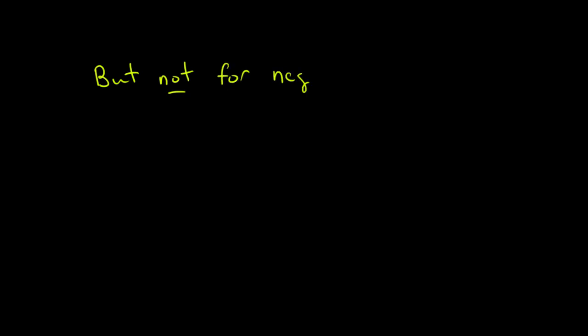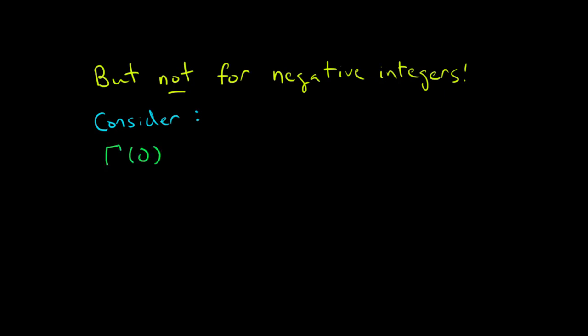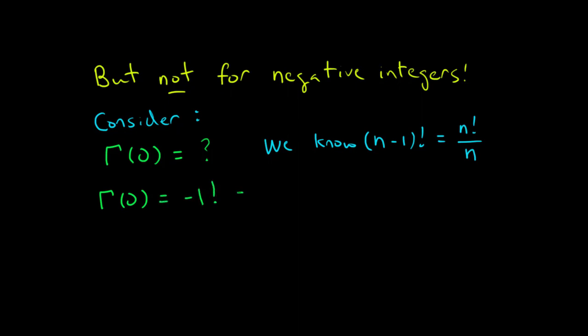But note that this process does not work for finding the factorials of negative integers. In fact, the factorial function isn't going to be defined on negative integers. Consider, what would gamma of 0 equal? Well, we already know n minus 1 factorial equals n factorial over n. I don't want to belabor that point, but look what happens if we were to try to find gamma of 0. That would be negative 1 factorial, which would be 0 factorial over 0. Well, here we have a problem that becomes 1 over 0, and we can't divide by 0.